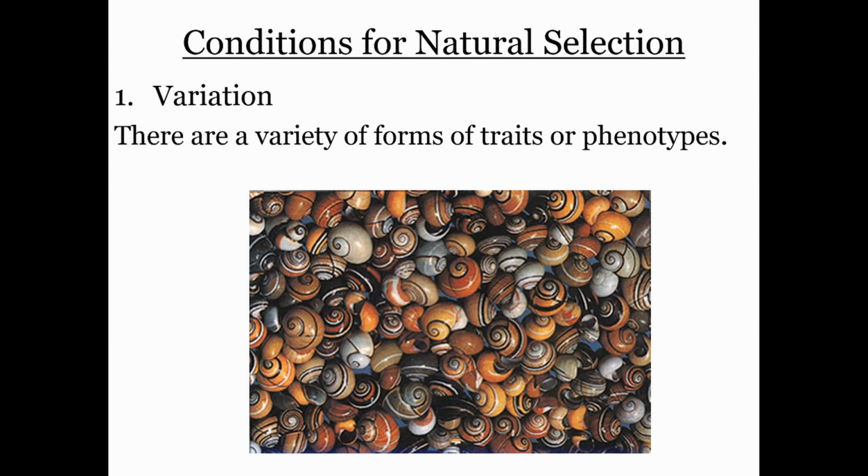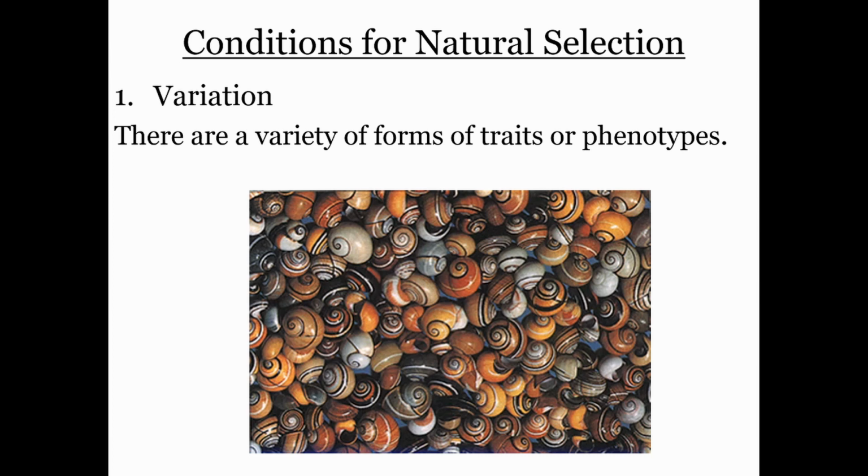The first condition is there needs to be variation. If everyone was exactly the same, there's no way to honestly select a certain group of individuals over another. It would just be random. So variation is required for natural selection to work. And when we say variation, what we mean is genetic variation, that the genes of individuals are slightly different from each other. They have different versions of those genes. And those different versions of genes, called alleles, lead to different traits and in turn, different phenotypes.